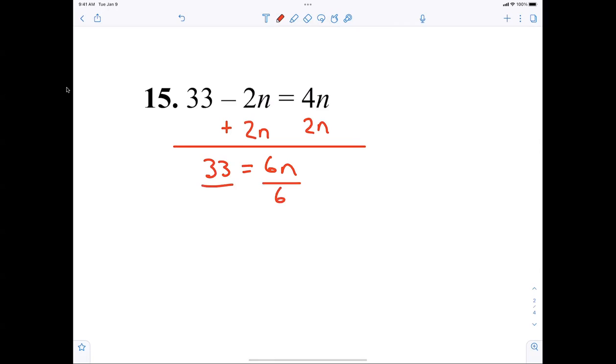Yes. Divide by 6. Now, I prefer, let's just leave it as a fraction because we have no calculators. So what can I divide by? Because this fraction is literally just 33 over 6. So if I reduce that, it's 11 over 2. Yes, ma'am. 11 over 2 is better.